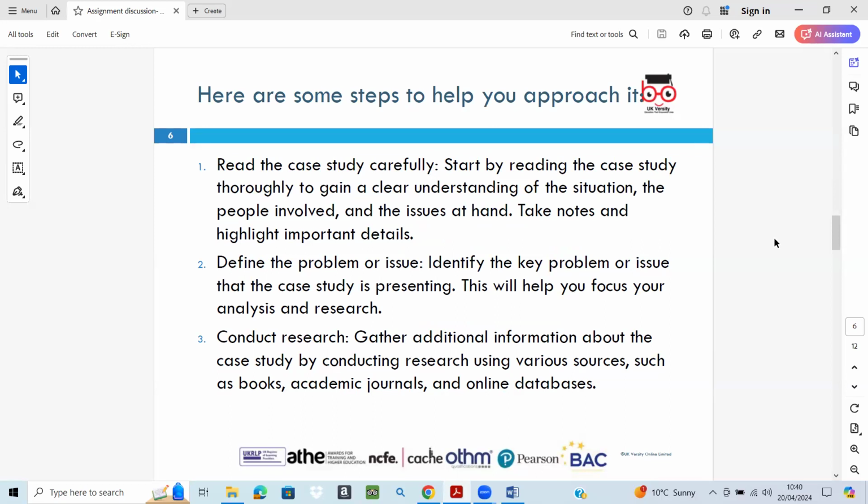Okay. So what we did was we have identified the first few steps to approaching a case study: reading the case study carefully, defining the problem and conducting research. What would be the other step in this process? So next, we should analyze the data we have gathered to see how it relates to the problem we have identified. And this involves looking for patterns, identifying trends, and making connections between the data and the problem we have outlined.